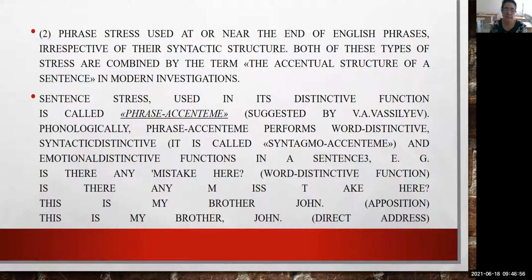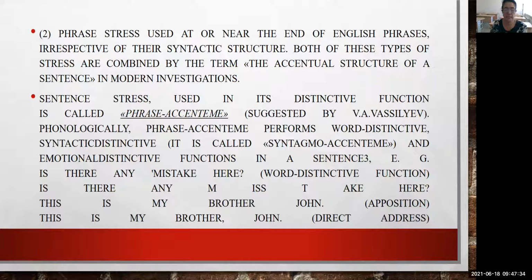Now about the sentence stress, it is used in this distinctive function. It's called phrase accenting, suggested by Vasilyev. Phonologically, phrase accenting performs word distinctive, syntactic distinctive, it is called syntagma accentum, and emotional distinctive functions in the sentences.